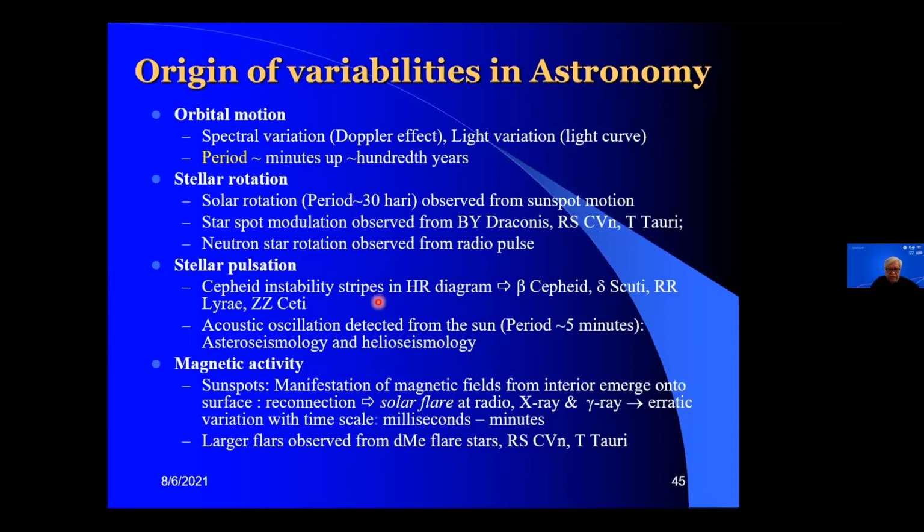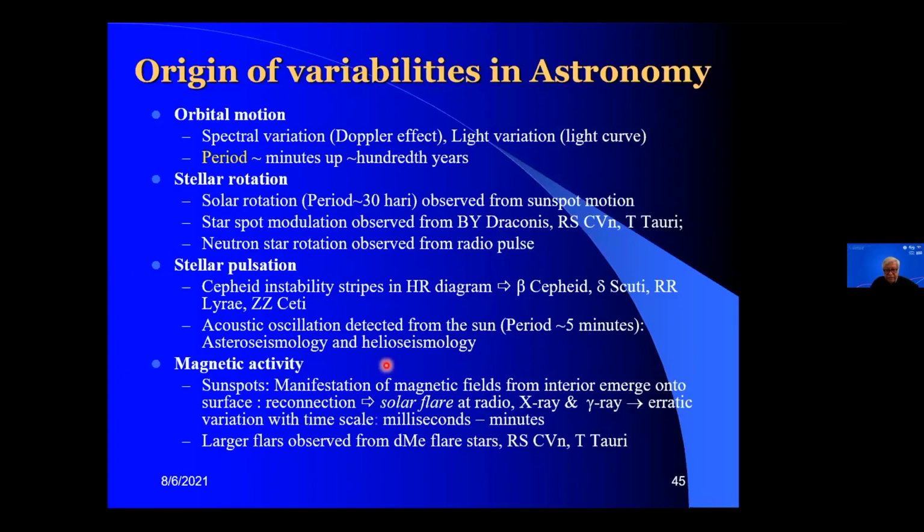mode. And speaking about magnetic activity, the closest star to us, the sun, displays sunspots as a manifestation of magnetic fields from the interior emerging to the surface, in which we learn about reconnection, solar flares at radio, X-ray and gamma ray, and erratic variation with time scales from milliseconds to minutes. Even our sun deserves time series analysis up to now in order to find many helioseismological parameters, how the waves propagate in the interior of the sun, to study that.